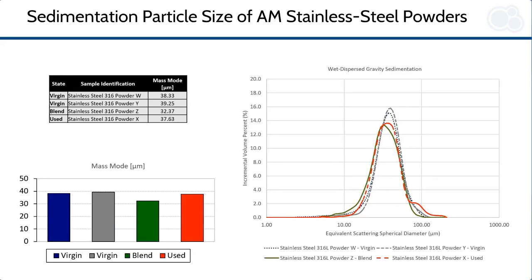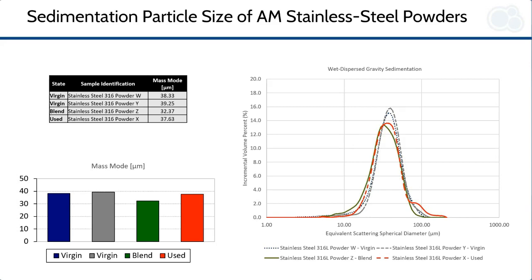Rather than simply look at summary statistics that don't focus on the tails of the distribution, those at the small diameter and large diameter extremes, ignoring what is outside the last 10% of the distribution, let's look at the full distribution. On the right, we see an overlay of the mass-based incremental distribution determined for the four powders. Here we see what appears to be a wider distribution for the used powder as compared to the virgin powders, indicating an increase in both finer particles and larger agglomerates.